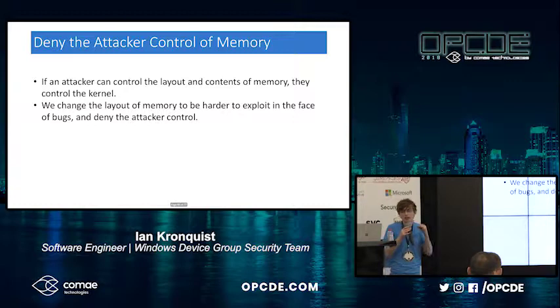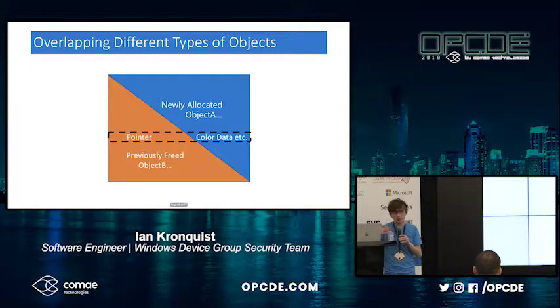So what we need to do is deny the attacker control of memory. If the attacker can control the layout of memory and corrupt these fields, which Saif showed you, then they can control the kernel. So by changing the layout of memory, we can make the kernel harder to exploit if the attacker has a bug. I'm going to talk about two different ways, similar to what Saif just showed you, two different scenarios which we specifically defend against today.